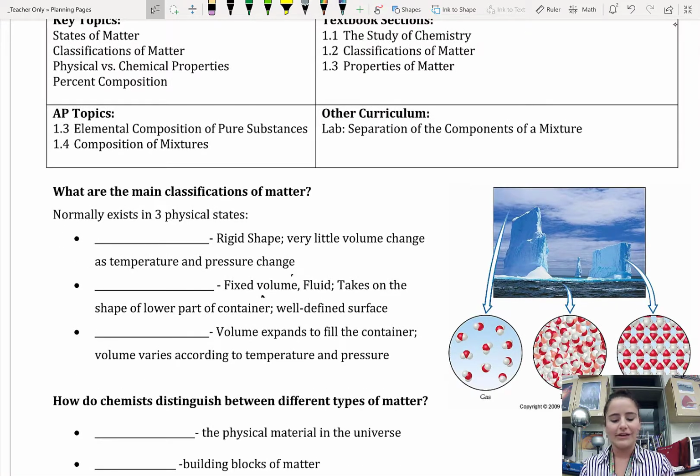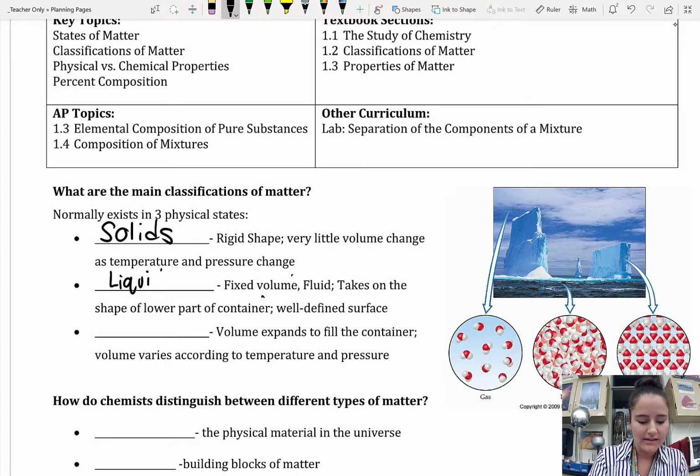So first, I just want to talk about the states of matter. This is probably a review. Which state of matter has a rigid shape? Okay, well, we know that that is our solids. The fixed volume, that's going to be our liquids, and our gases are the ones that have the volume that changes to fill the container.